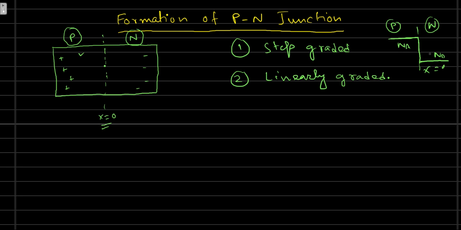because it looks like a step. But for a linearly graded junction, the situation is like this. This is my junction region, this is the P region, this is the N region. If the doping concentration varies linearly, slowly like this, then we can say this type of junction is called a linearly graded junction.